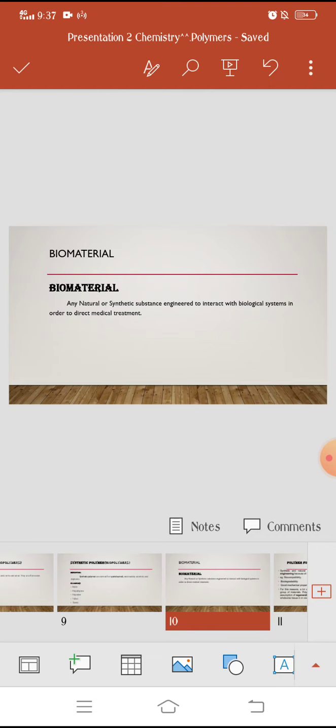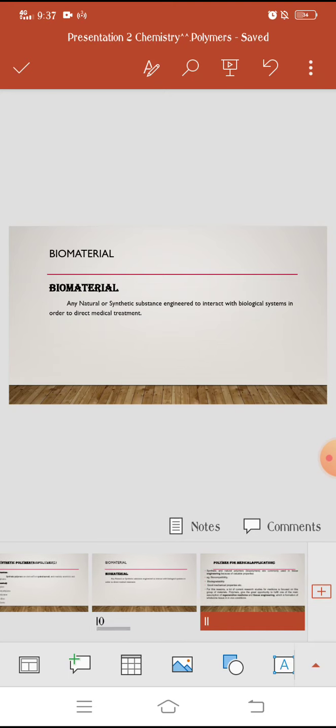And then what is biomaterial? Biomaterial plays an important role in medicine. Biomaterials, which may be natural or synthetic, are used in medical application to support or replace damaged tissue or a biological function. Any natural or synthetic substance engineered to interact with biological systems in order to direct medical treatment.